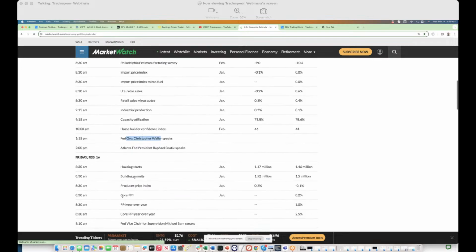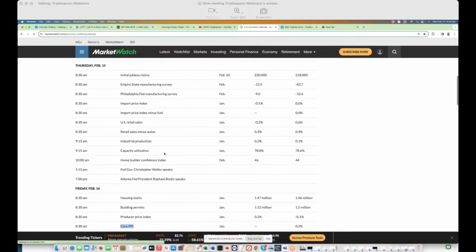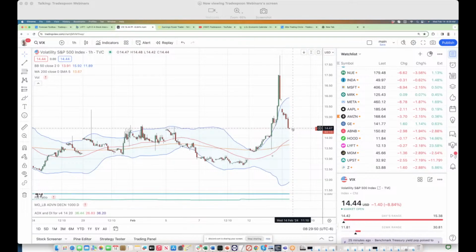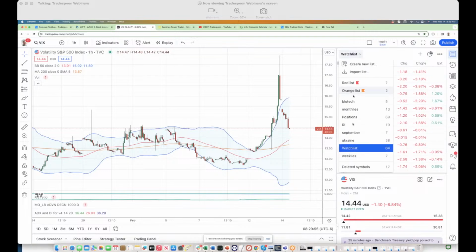And then Friday, PPI data. So probably volatility is here to stay. We have large moves in VIX as well. And interest rates.